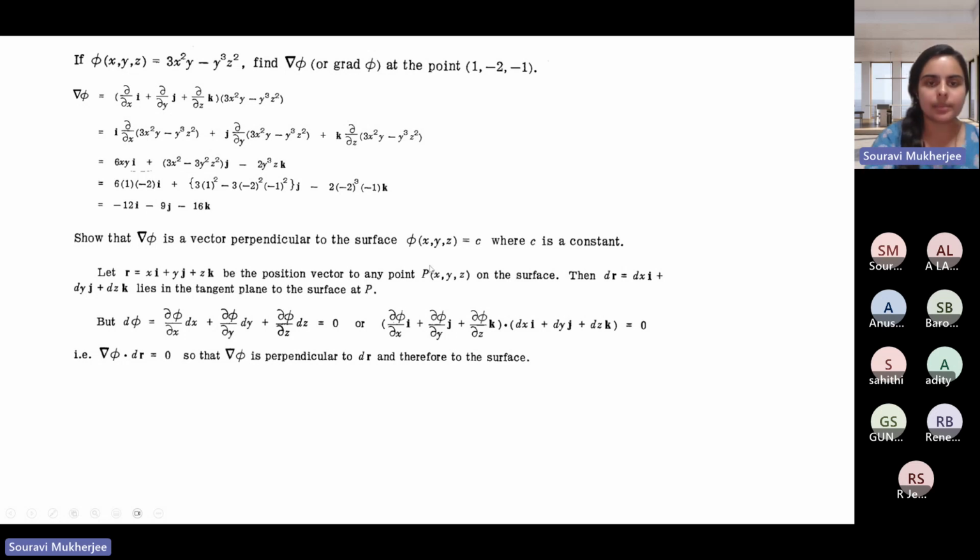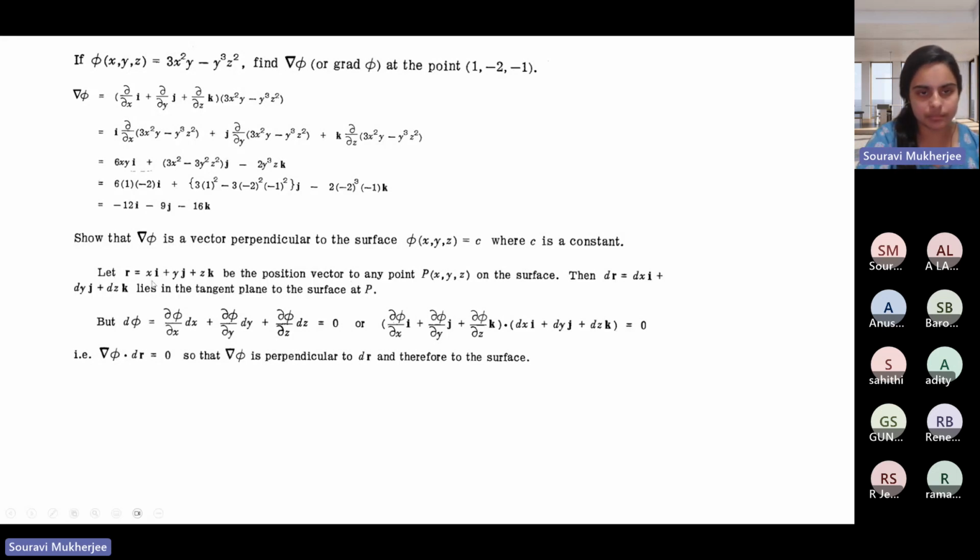So that means, suppose this is one surface where phi is equal to C1. Then there's another surface where phi is equal to C2. So for all of these surfaces, what would grad phi be? Grad phi would be perpendicular to the surface of constant phi. Okay, so how do you prove it?